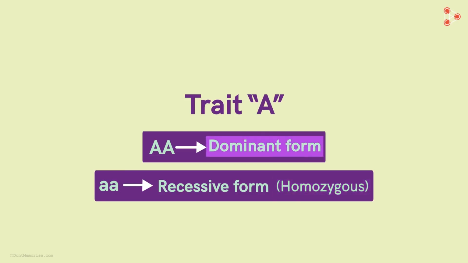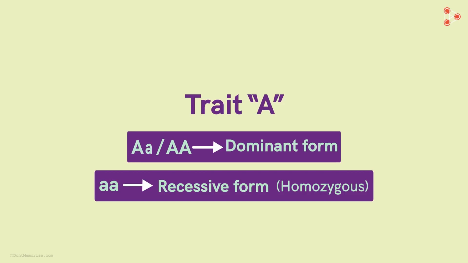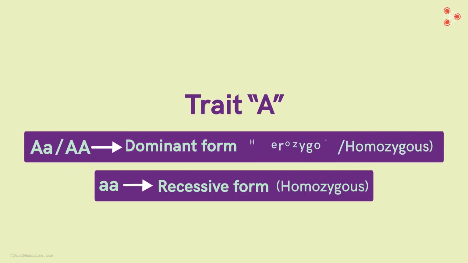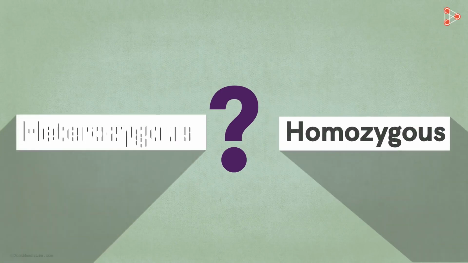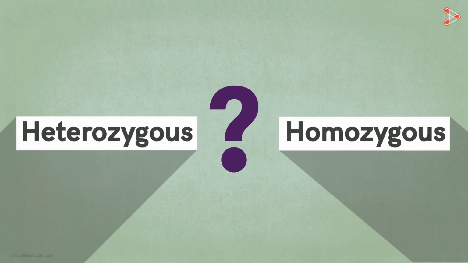But the dominant character can have both the sets of alleles. So, AA in uppercase as well as Aa, one in upper and the other in lowercase, can give us a dominant case. So, it could be homozygous or heterozygous. Now, how are we supposed to know whether the organism considered for crossing is homozygous or heterozygous for a particular character? For this, we have the concept of pure lines.